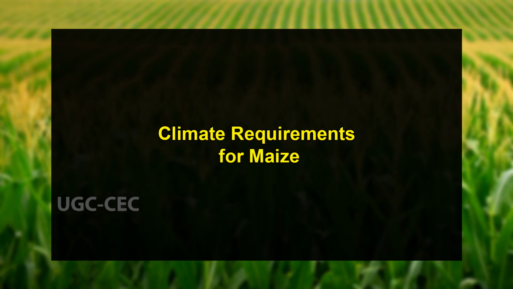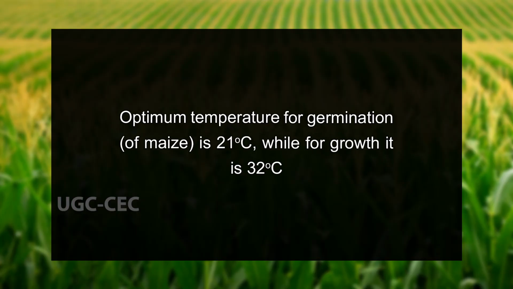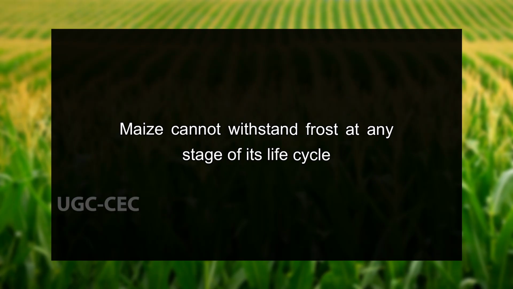Now we shall talk about the climate requirements for maize. Maize is a warm weather crop and grows right from sea level to over 3000 meter altitudes. It requires adequate moisture and warmth from sowing to end of flowering. The optimum temperature for germination is 21 degrees centigrade, while for growth it is 32 degrees centigrade. Extremely high temperatures coupled with low humidity are not conducive for pollination. It cannot withstand frost at any stage of its life cycle.